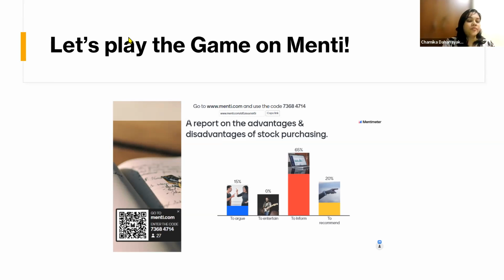Right? So if the managers asked you to write a report on the advantages and disadvantages of stock purchasing, they just want you to give them enough information about the two sides of the stock purchasing option. They don't want you to tell them what to do. But according to the game results, 20% of you will be doing something unnecessary, uncalled for.